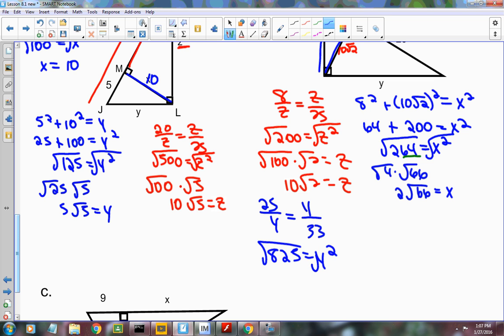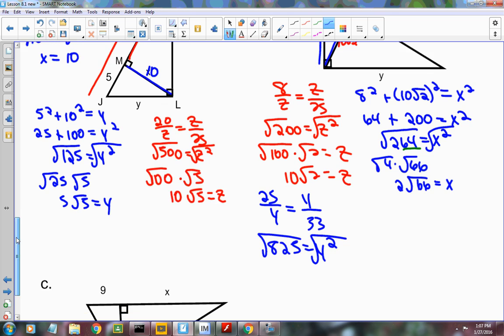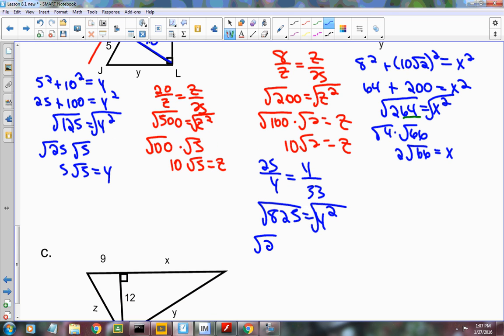And we take the square root. But really, we got to go back and break it apart. What's it going to break into? 25 and 33, right? 25's a perfect square. Okay? So this breaks into the square root of 25 times the square root of 33. And it ends up being 5 radical 33. Okay.